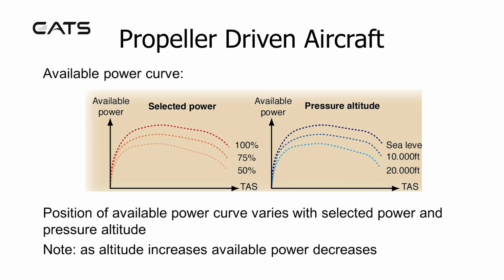The power available curve for propeller-driven aircraft. The position of the available power curve varies with selected power and pressure altitude. If you select a higher power, there'll be more available power. At lower altitude, sea level, there'll be more available power. As altitude increases, available power decreases.